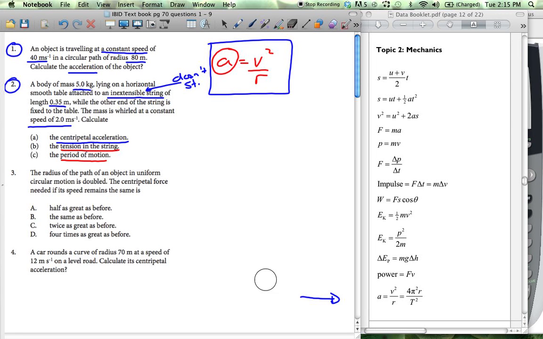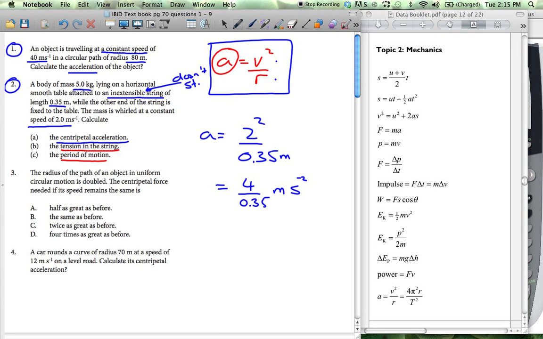So firstly, as before, we're going to have that our acceleration is equal to v squared divided by r. So we have 2 squared divided by 0.35 meters. So that's going to equal 4 divided by 0.35, and that will be in meters per second squared.